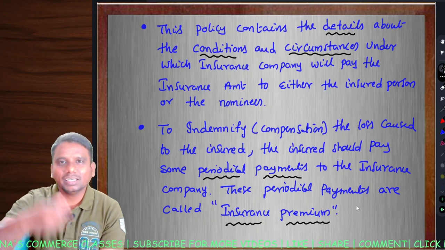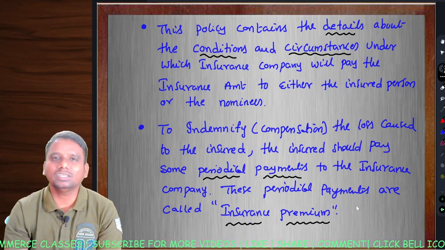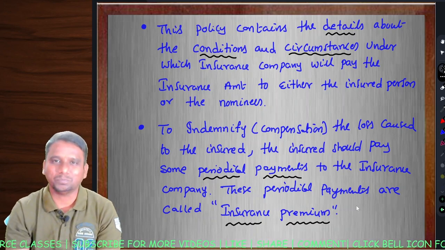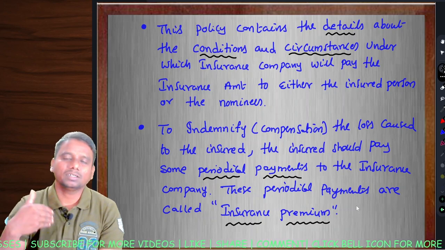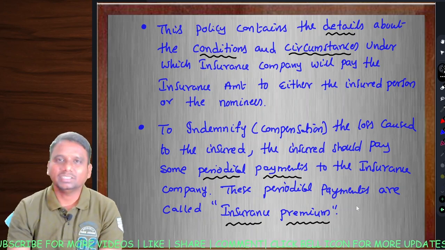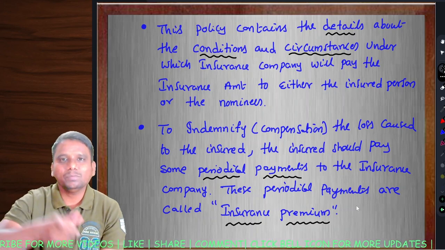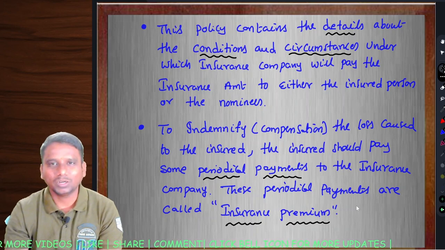So, to take the insurance policy, you have to first pay some periodical amounts to the insurance company, either for a certain period of time or for a continuous period of time. Okay. So, these periodical payments are technically called premium amounts, insurance premium amounts. Okay. Next.